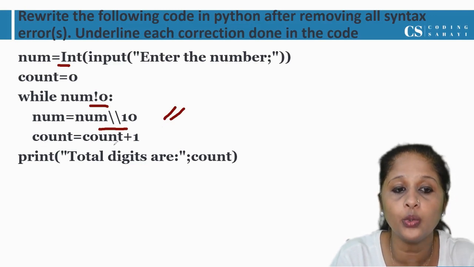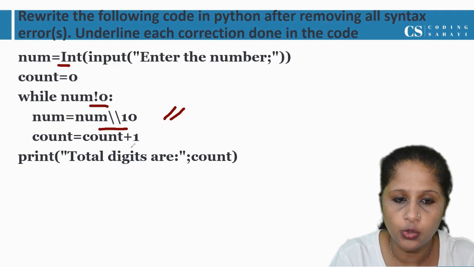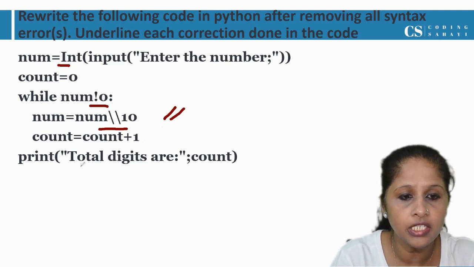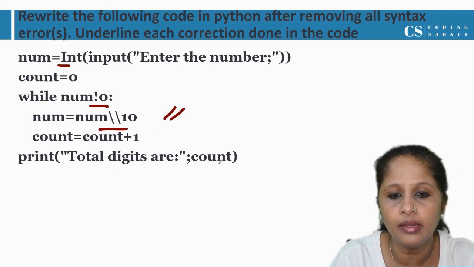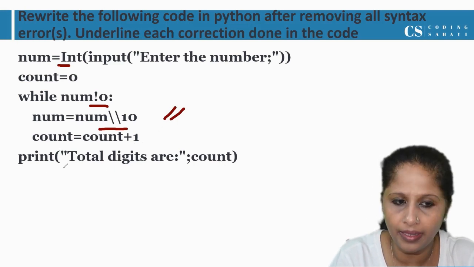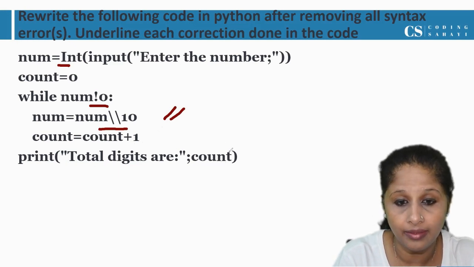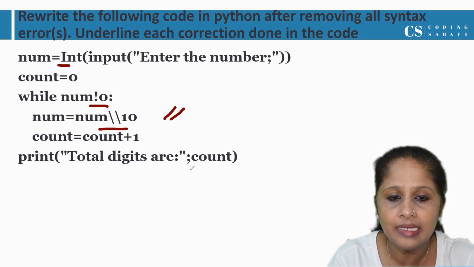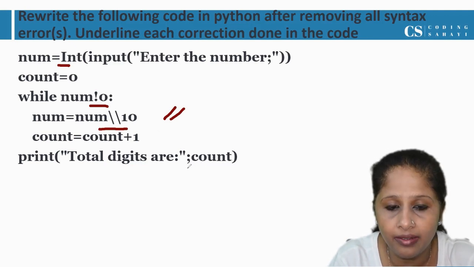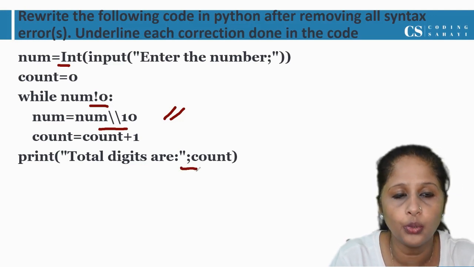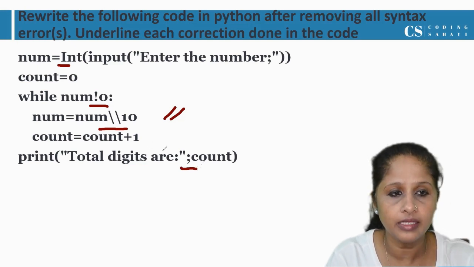Then count = count + 1. There is no error in this line. Then print total digits are count. Is there any error in this line? Yeah, print no problem, opening parenthesis, then double quotes, open, closed. And the parentheses are also closed. And here you can see you are printing count, and there is a separator. It is given as semicolon. It must be comma. So that is the error in this line. So these are the errors in this code.